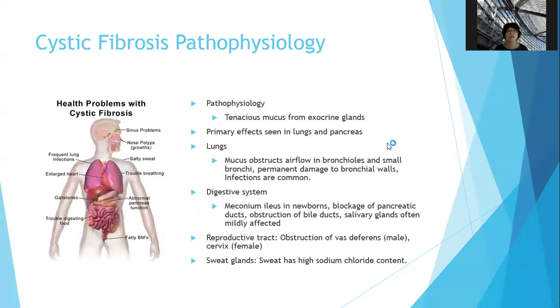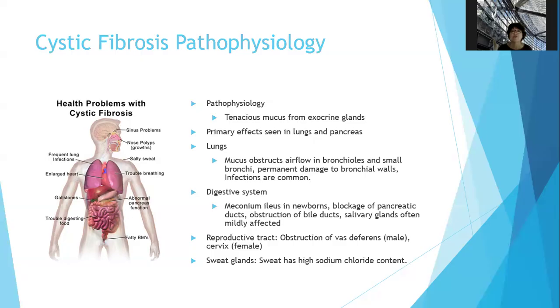So cystic fibrosis causes tenacious mucus to be excreted from the exocrine glands. The primary effects are seen in the lungs and the pancreas. In the lungs, mucus obstructs airflow in the bronchioles, and it can cause permanent damage to bronchial walls. And infections are common because infectious agents love thick, tenacious mucus. In the digestive system, meconium ileus is a condition in newborns, a blockage of the ileum, along with blockage of pancreatic ducts, obstruction of bile ducts and salivary glands.